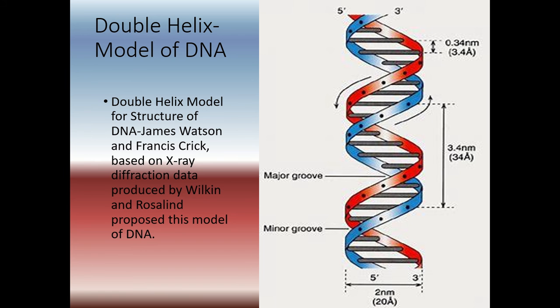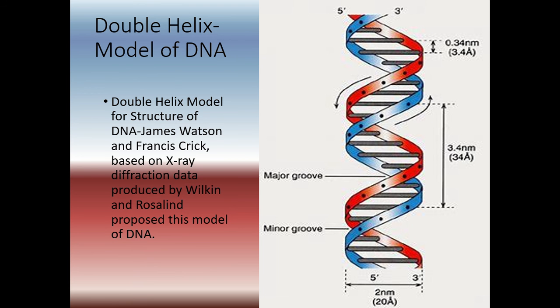One is in 5' to 3' direction and the other is in 3' to 5' direction. And we have the one major groove and one minor groove. The diameter is 20 angstrom, or you can say 2 nanometer. In one turn the length is approximately 3.4 nanometer or 34 angstrom.